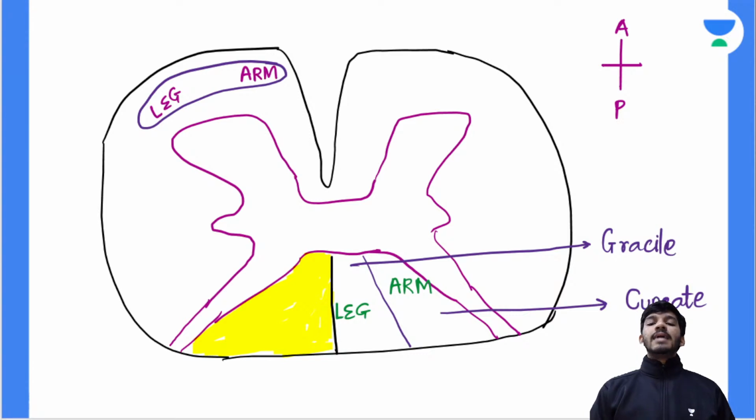So please label this. Again I'll draw it in yellow because it is an ascending tract. If this was the dorsal column, please label it, this was the dorsal. This is the anterolateral column. Okay, let's talk about it.